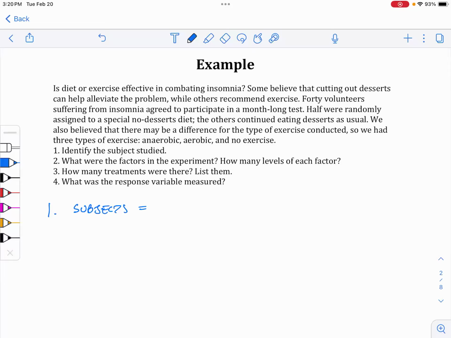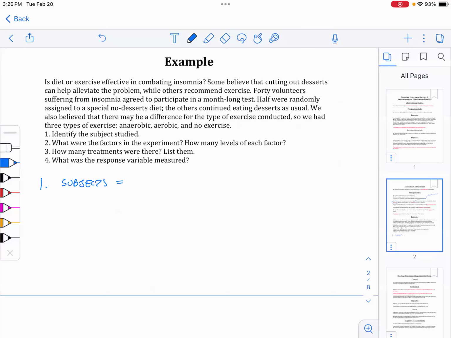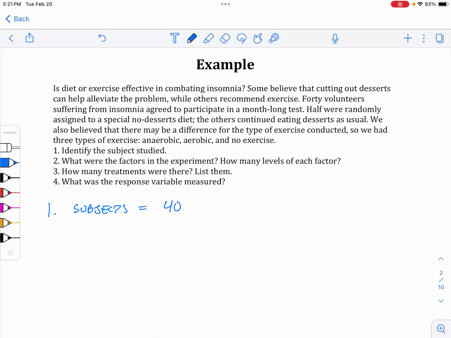Who are we conducting this study on? Volunteers. Specifically 40, what kind of volunteers are they? People suffering from insomnia. When someone suffers from insomnia, insomniacs. And there's some nice nostalgia in that as well.